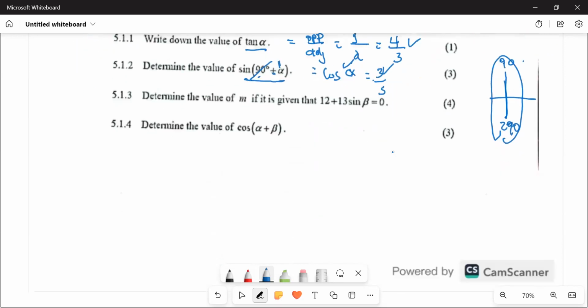Now, 5.1.3, they say it is given that... It's 3 marks.